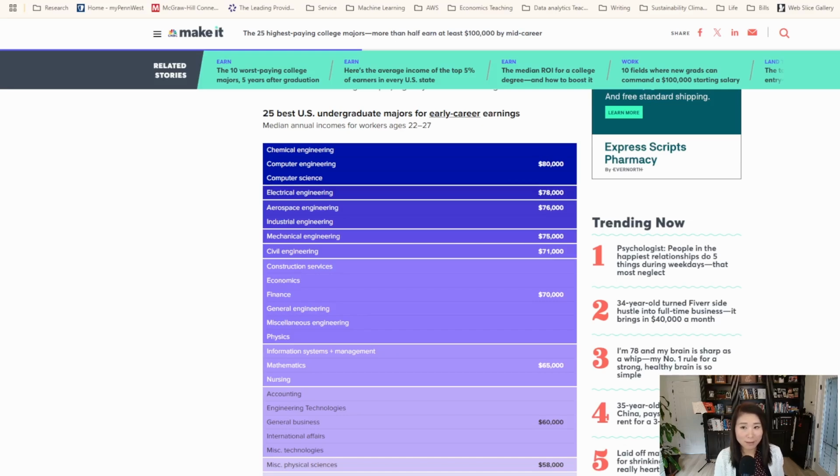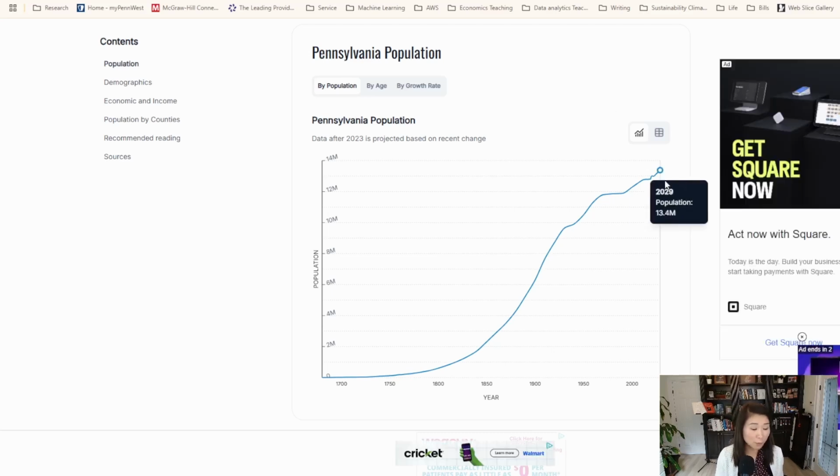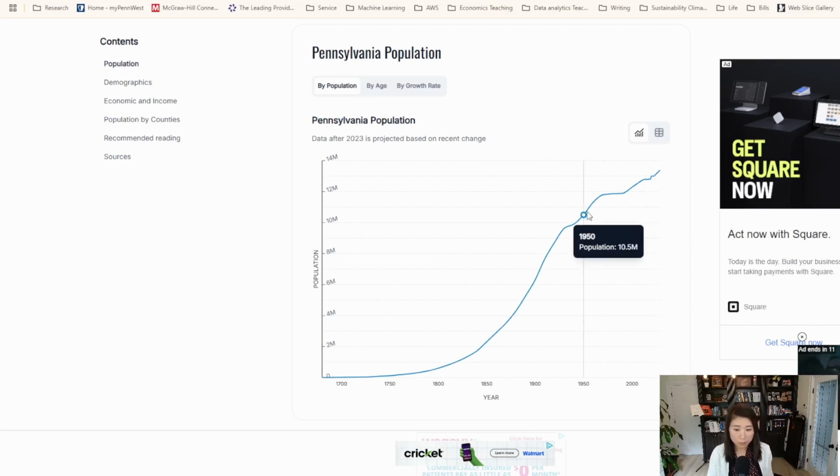So now let's look at the other example here. What we are looking at is the Pennsylvania population. There is some kind of projection here for 2029, so let me just go back here. Okay, 2024: the Pennsylvania population is 13.1 million. And if we go down here, 1950 is 10.5 million.